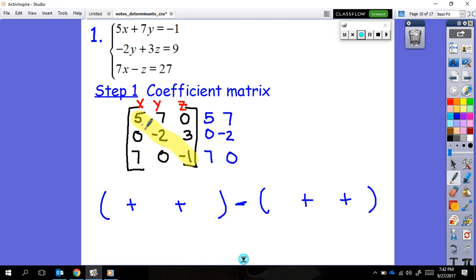Okay, so 5 times negative 2 times negative 1 is 10. Next column, next diagonal, 7 times 3 times 7, 147. And then we have 0, 0, 0. That makes that easy. 0, 0, 0 is 0. Okay, now we're going to go the other way.